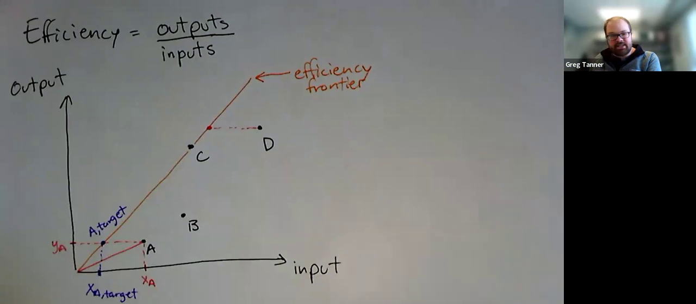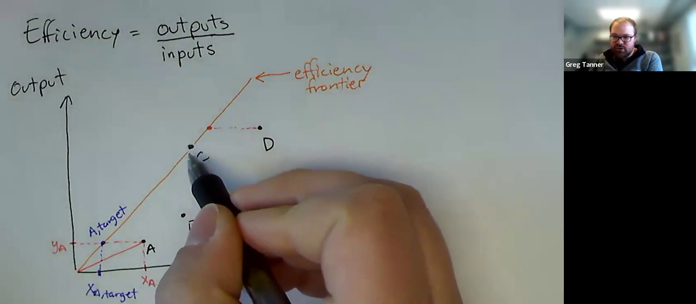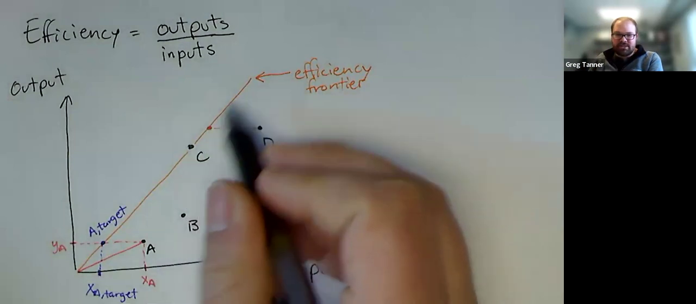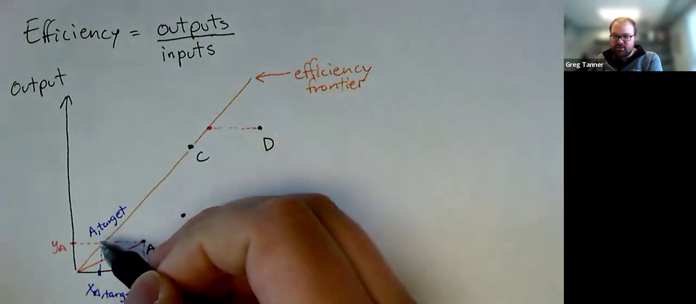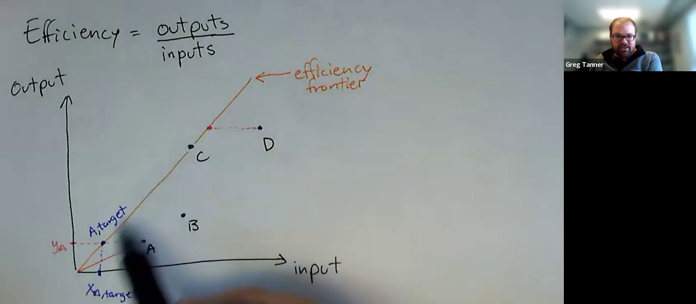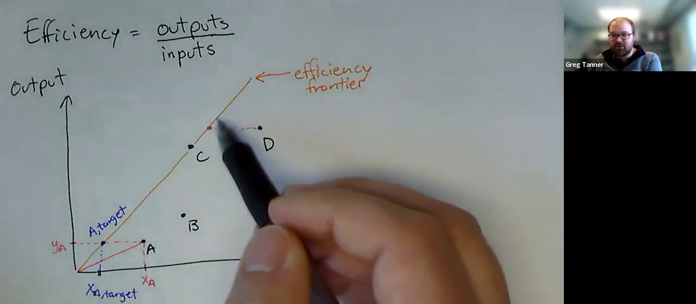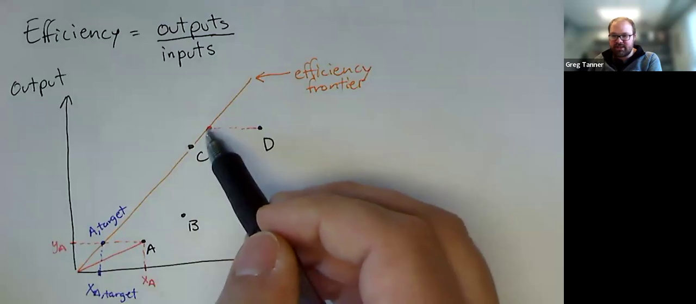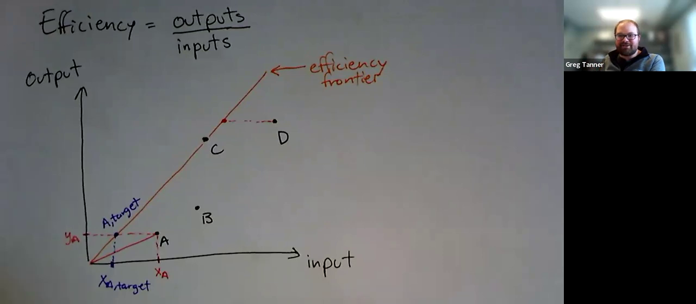Baked into how we did this was the idea that we could scale down C, which is essentially the DMU that was defining our efficiency frontier, arbitrarily small. And so, for example, I believe the target for A was 25% of C, both in input and output. And the target for D was 133% of the input and output of C. And so baked into the underlying assumptions was that we could scale C up or down.